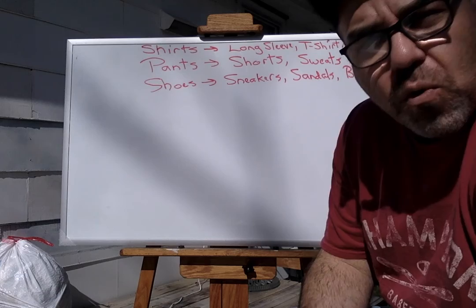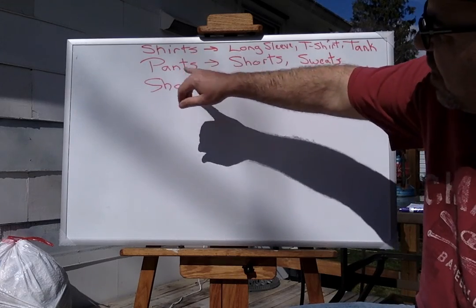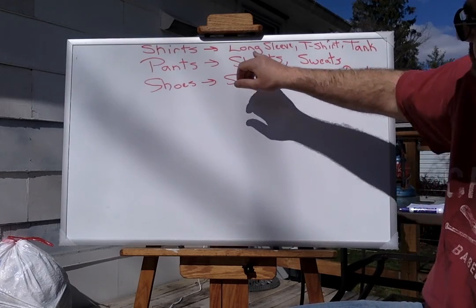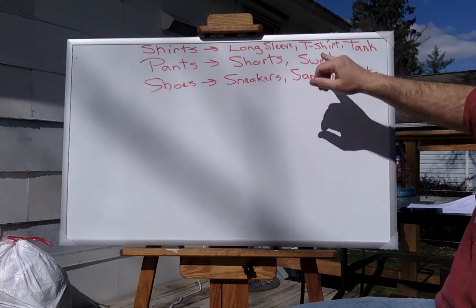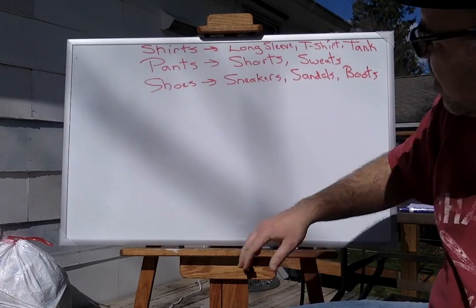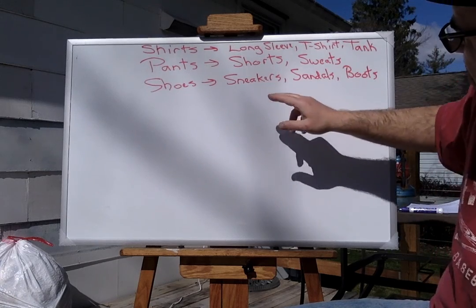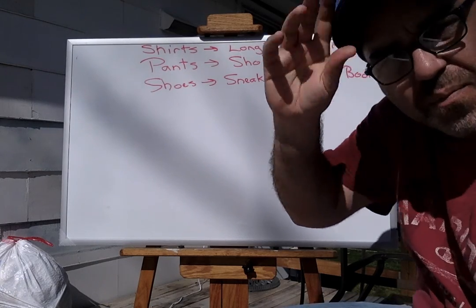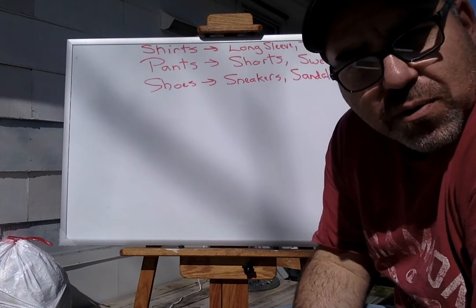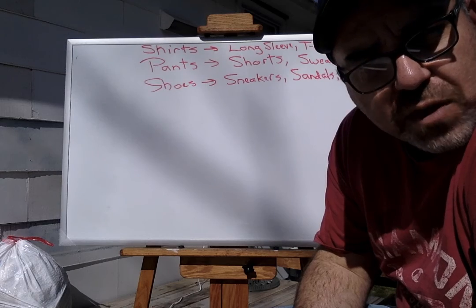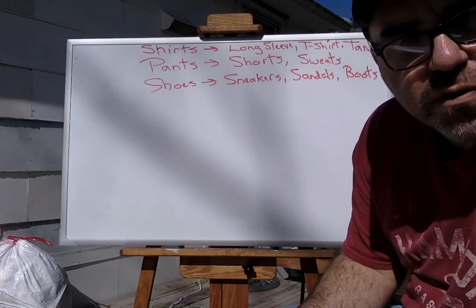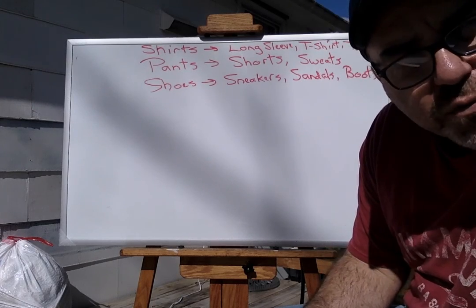Anyway, so what you see behind me, I listed 3 different things that you have choices to wear, okay? For shirts, you have a long sleeve shirt, a short sleeve t-shirt, or a tank top. Pants, you can either wear shorts or sweats. And shoes, you can wear either sneakers, sandals, or boots, okay? So now we're going to figure out all the possible combinations of clothes that you can wear from these 3 choices, from shirts, pants, and shoes, okay?